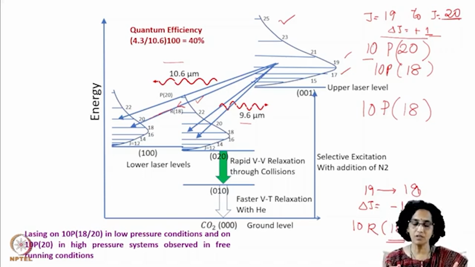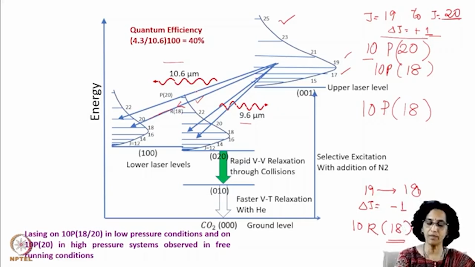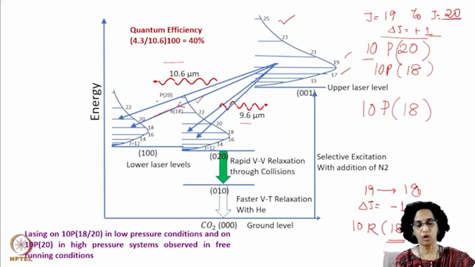I'll have to make changes in my laser cavity. But if I don't do anything, if I just have two mirrors and I have this lasing medium, then whatever output is obtained is called free running output, and the lasing is generally on 10.6, on the 10 micron branch, on P20 or P18.